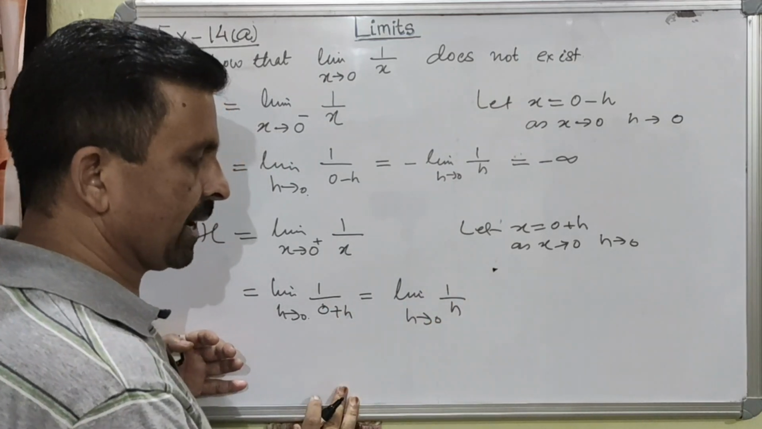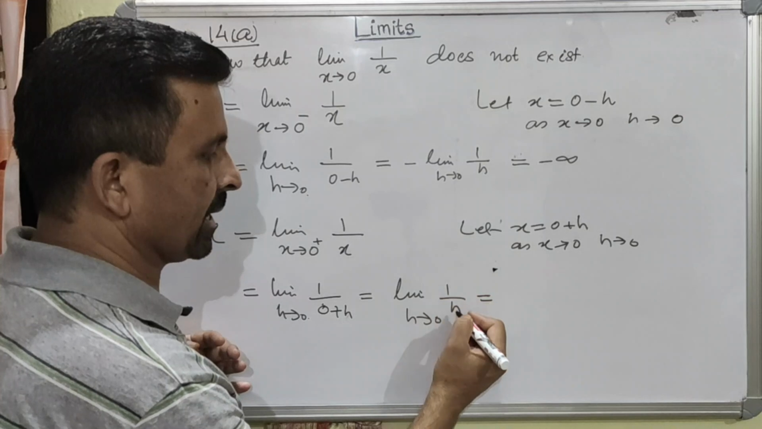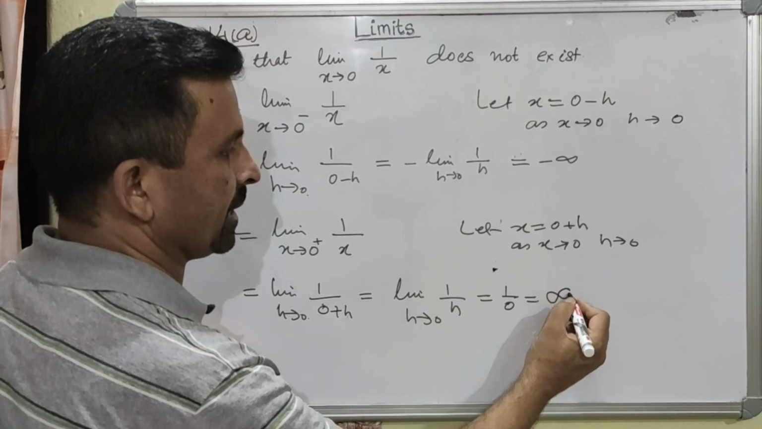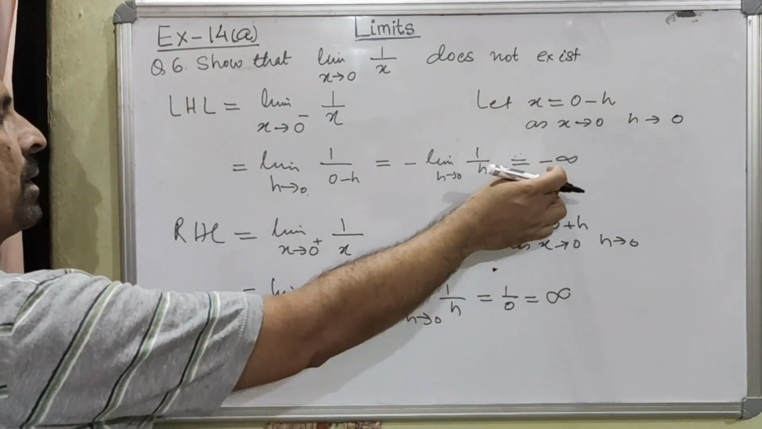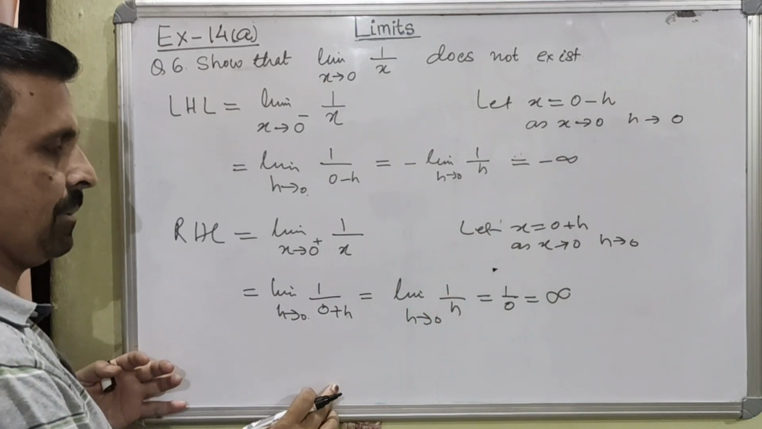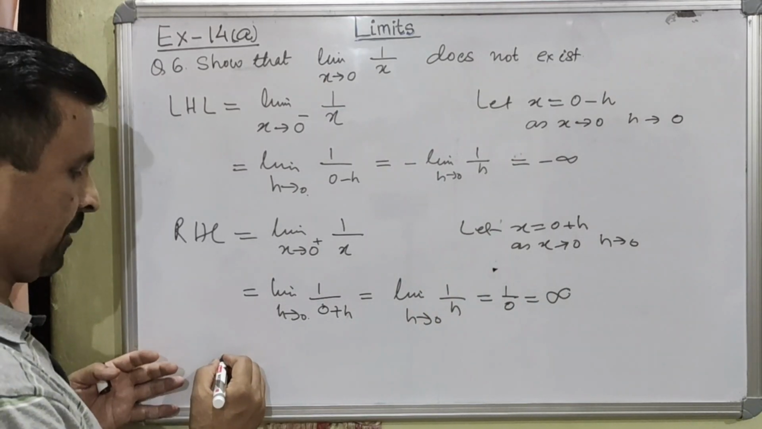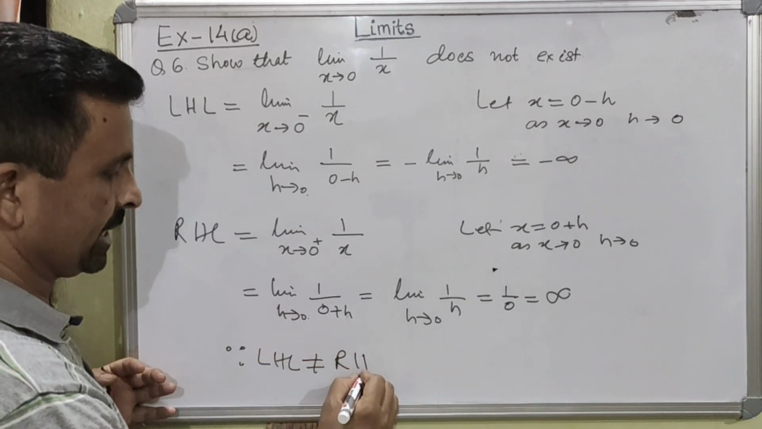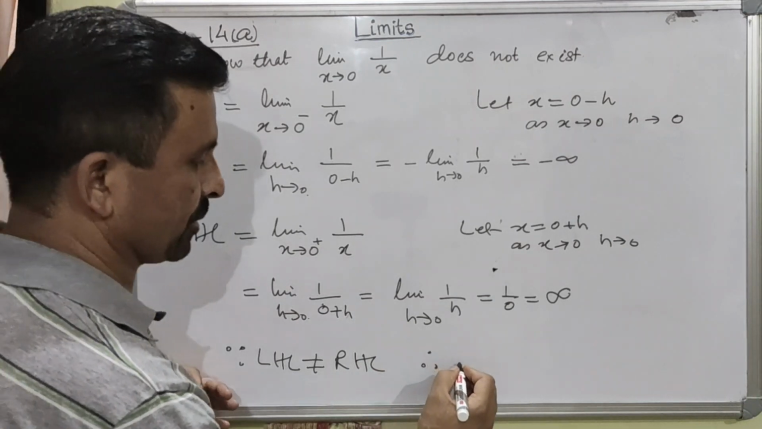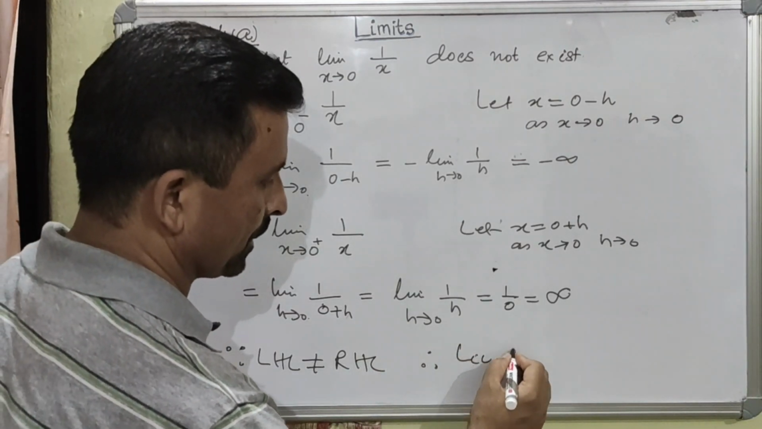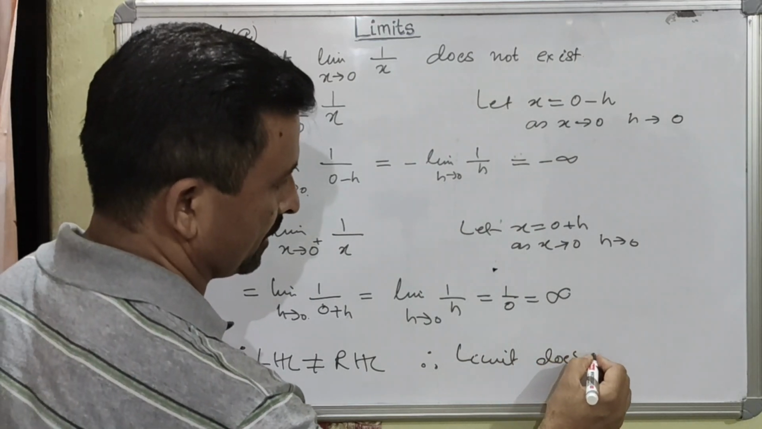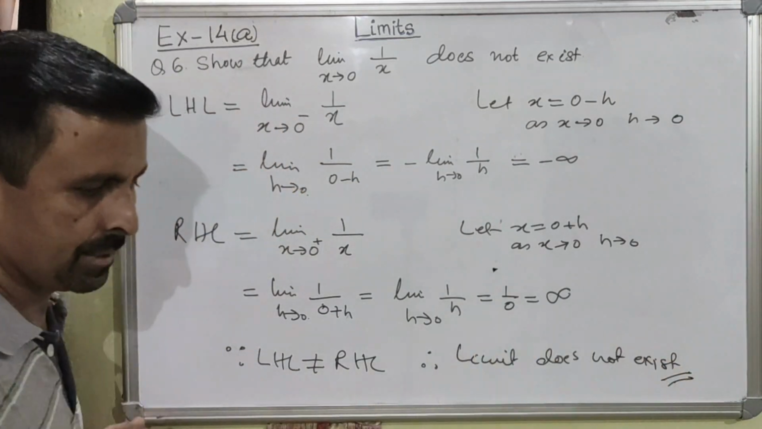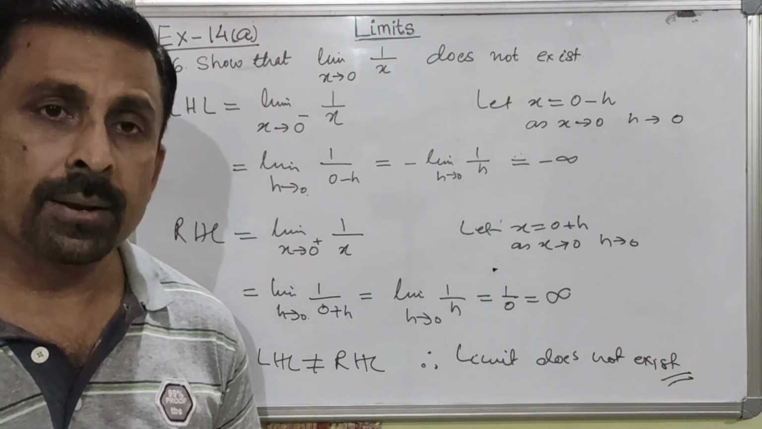Your function is already simplified now. We can put the value. So again 1 divided by h will become 1 divided by 0, which will be equal to infinity, right? So here the left hand limit you got was minus infinity, right hand limit you got as plus infinity. Therefore we can say since the left hand limit is not equal to right hand limit, we can conclude the limit does not exist. Is it very clear? Thank you.